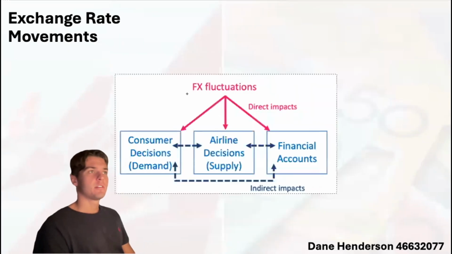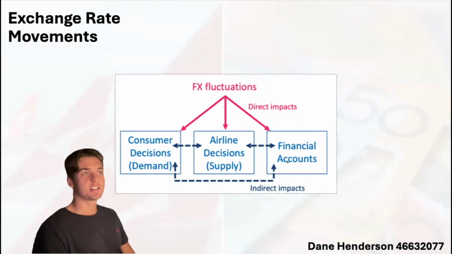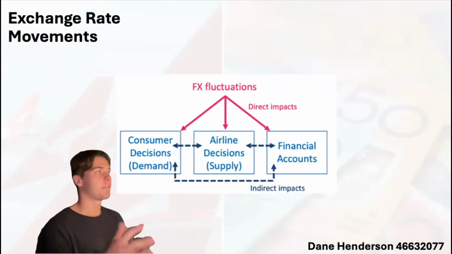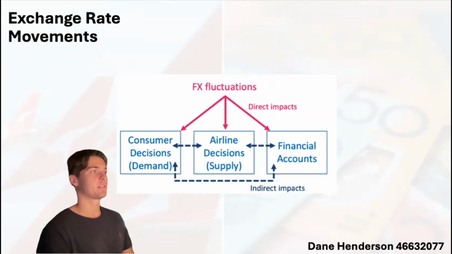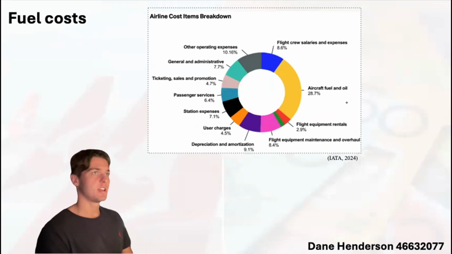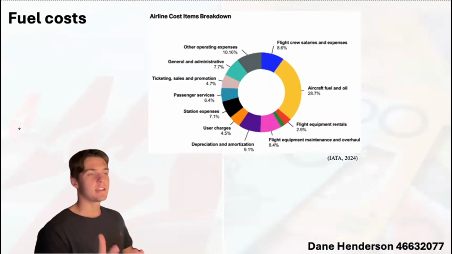So here we can see how foreign exchange fluctuations can directly impact the consumer decisions, the airline decisions, as well as the financial accounts, as well as the indirect impacts between the three. The US dollar is particularly important since major costs like fuel, aircraft purchases, and maintenance, around 40% of total operating costs, are all priced in US dollars, according to the International Air Transport Association. This same association says that fuel accounts for about one-third of airline expenditures, which we can see here, making it a key focus for Qantas's risk management strategy.